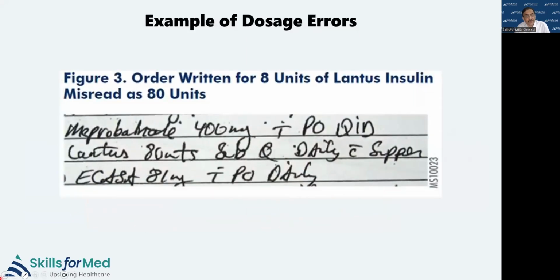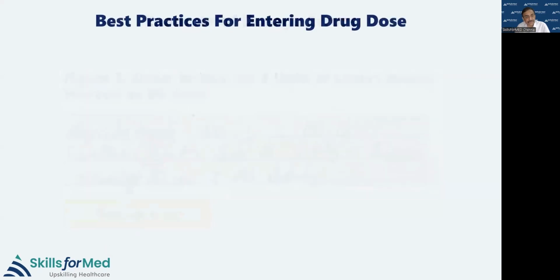Now, here is an example of drug dosage error. This doctor has written Lantus 8 units. You can see here that the U looks like a 0, and the nurse actually mistook it for 80 units and gave this patient this dose, and the patient developed hypoglycemia and had to be revived urgently. So this is one example of why you have to be very careful in writing the drug orders.